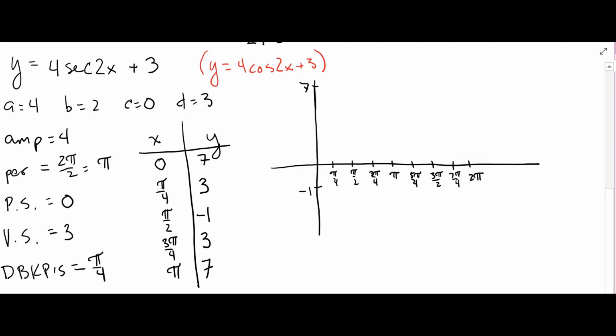Alright, so we have 0, 7, pi over 4, that's going to be right about, let's put it there, 3. Pi over 4, 3, pi over 2, negative 1, 3 pi over 4, 3 again, and then pi 7. So here's one period. Again, just like the last video, we're going to dash this in because this is not actually the secant curve. This is just going to help us to draw the secant curve.